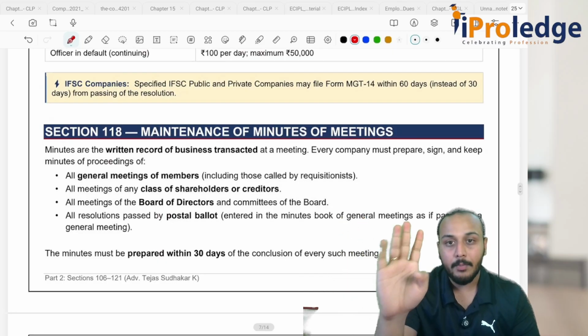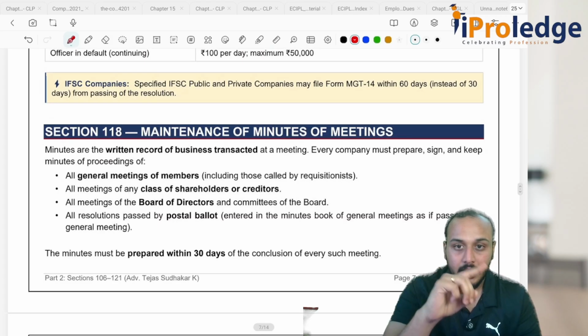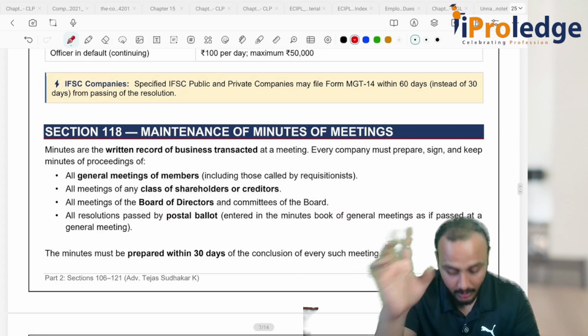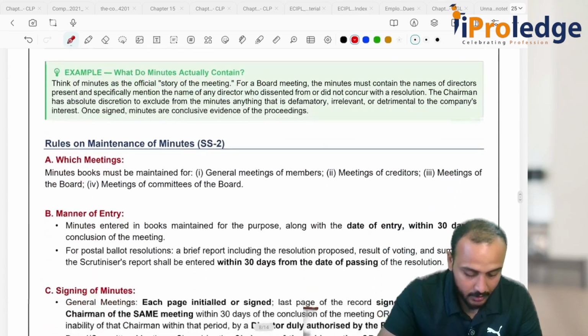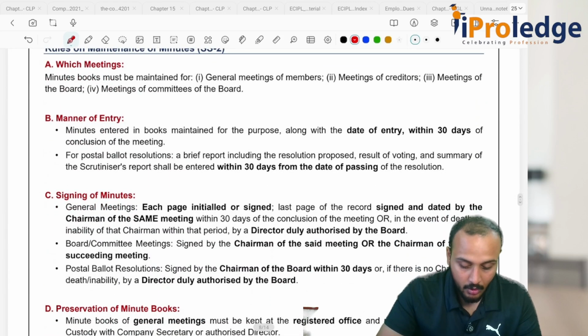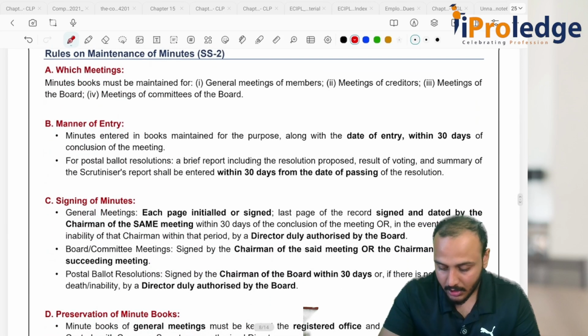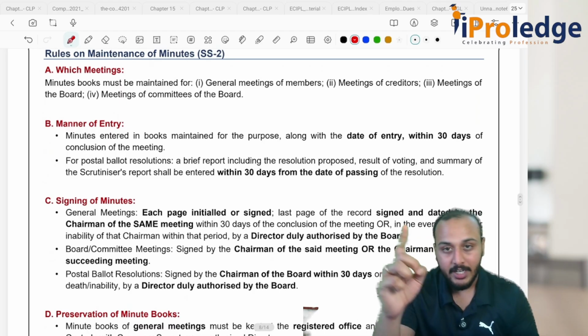The minutes shall be prepared within how many days? 30 days. 30 days for MGT 14 and 30 days for the minutes preparation. Okay. Then rules for maintenance of minutes. Which minutes? General meetings, meetings of creditors, meetings of the board, meetings of the committees. Okay. Meetings of the creditors.